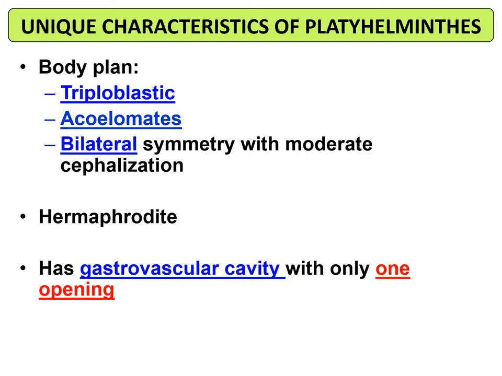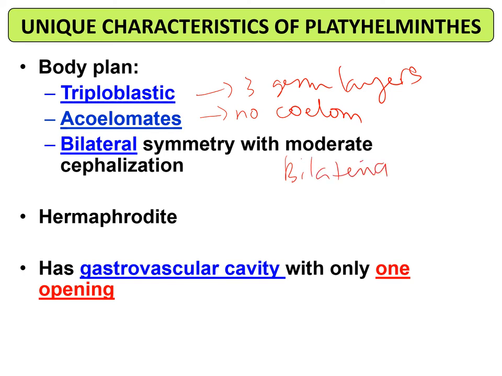Based on body plan, platyhelminthes are triploblastic, so they have three germ layers. Acoelomate, no coelom. And they have bilateral symmetry. So, out of 9 phyla, we have Porifera, Cnidaria, and then starting from platyhelminthes, they are all triploblastic. But among triploblastic animals, only flatworms are acoelomate. They don't have the body cavity. What they have is gastrovascular cavity, yang lumen tu.